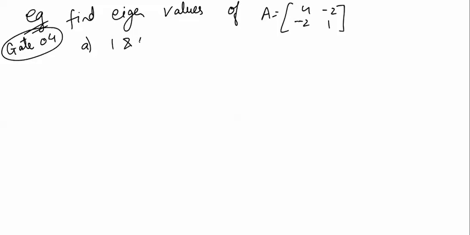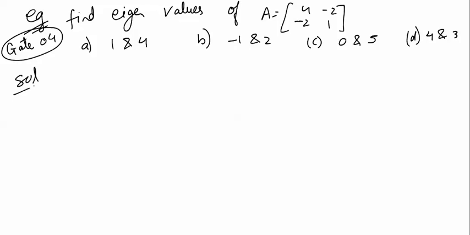Options are 1 and 4. Second option was minus 1 and 2. Third option was 0 and 5. And fourth option were 4 and 3. Right? So these were the options which were given to us. Right? So let's understand how to solve this methodologically.